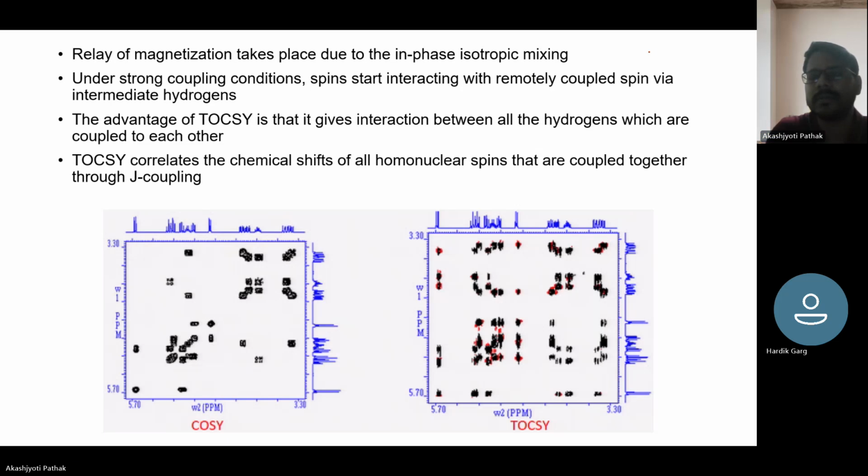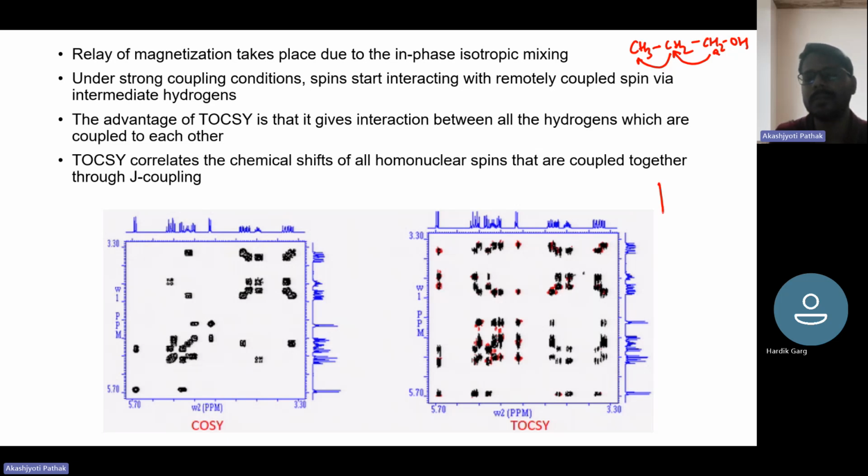So if it is for this molecule, CH3CH2CH2OH, the magnetization from this proton will get transferred to this proton, and then this proton will transfer the magnetization to this proton. So this total correlation spectroscopy is also known as a relayed COSY, because it is similar to what happens in a relay race. That is why we will not only observe peaks for A and B, but a peak for A and C will also be obtained.